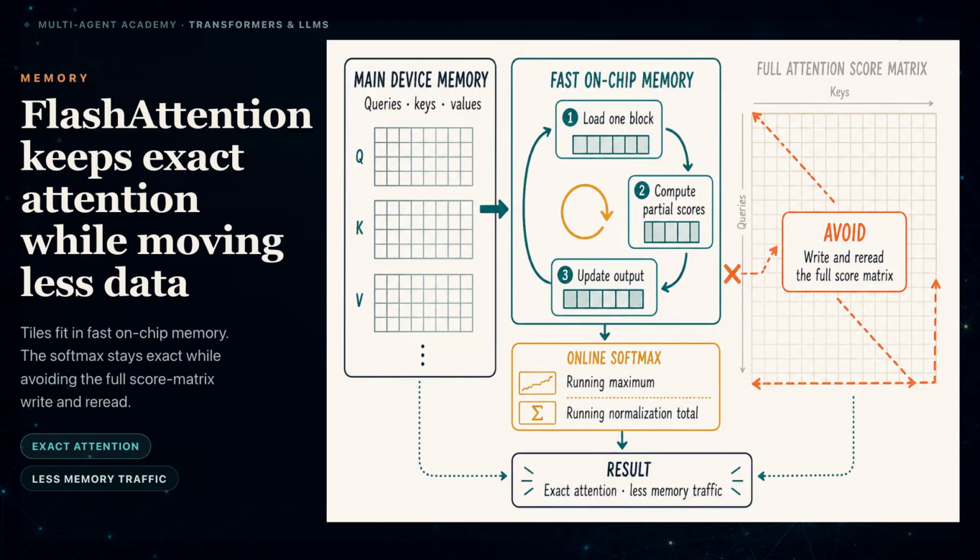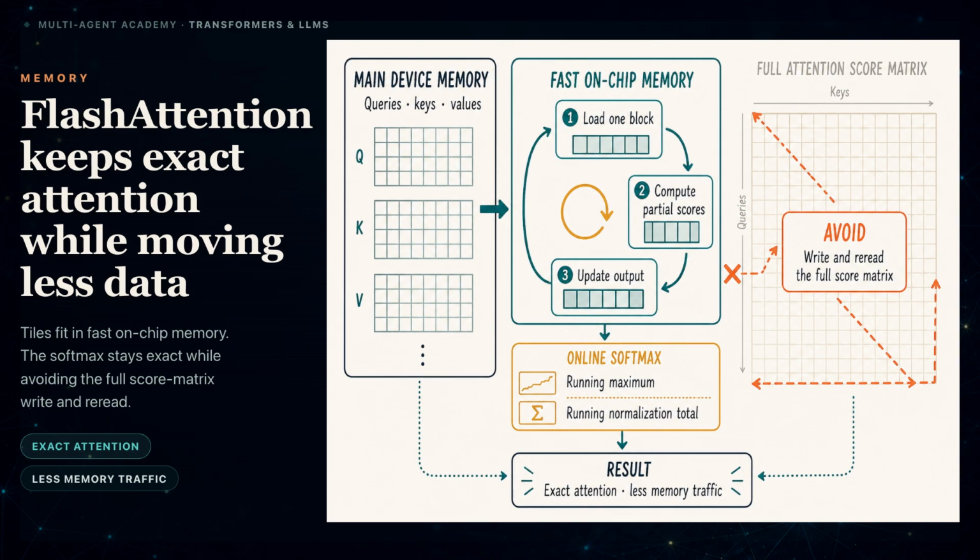Standard attention conceptually compares every query position with every key position, producing a large matrix of scores. A straightforward implementation may write that matrix to main device memory and read it again during later operations. For long sequences, moving the matrix can take more time than parts of the computation. FlashAttention reorganizes the same calculation into blocks that fit in faster memory close to the processor. Each block loads a subset of queries, keys, and values, computes partial attention results, and updates the output without storing the full score matrix in main memory.